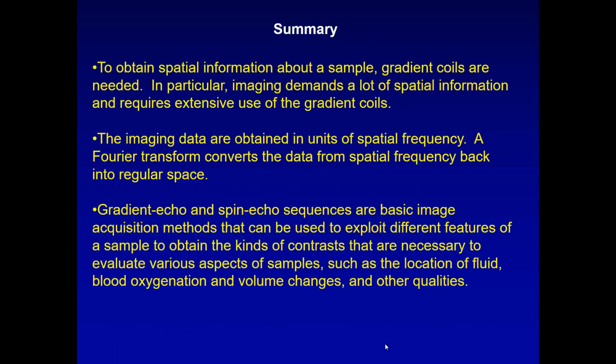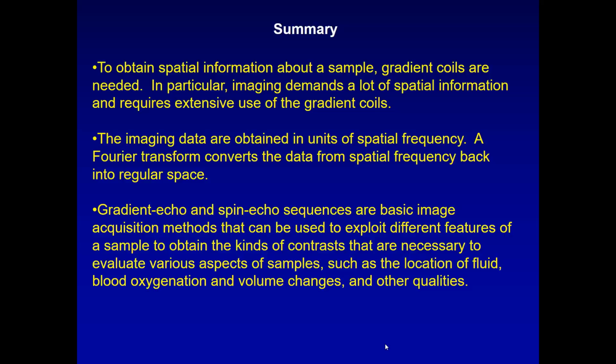the gradient coils are part of the hardware that we use to obtain spatial information about a sample. They let us excite a particular region, like a slice in the brain, and they let us observe where spins are distributed through that slice. Imaging demands a lot of spatial information and requires extensive use of the gradient coils. Remember, when you switch the gradients on and off, you have interacting magnetic fields, you get some sound, so imaging tends to be much louder than spectroscopy.